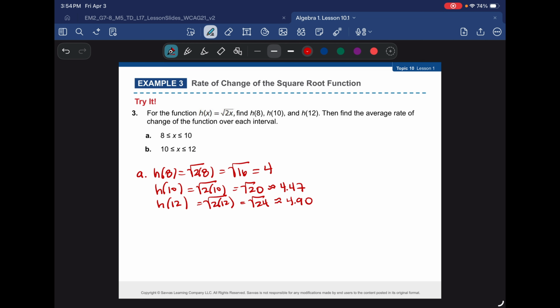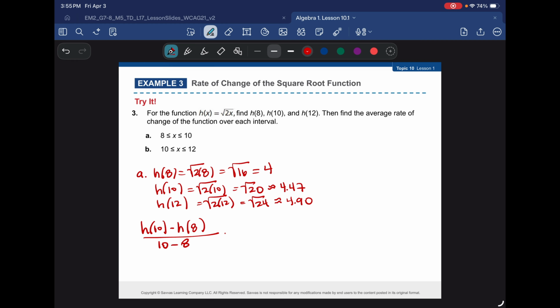Okay. And then I'm going to calculate the average rate of change between these intervals, so the first one I'm going to do is from 8 to 10. So I'm going to write out the formula first, and then we can substitute the numbers. My second point is h of 10. Let's use h, since that's the function they gave us. Minus h of 8, my first point, over my second input, which is 10, minus my first input, which is 8, the endpoints of our intervals.